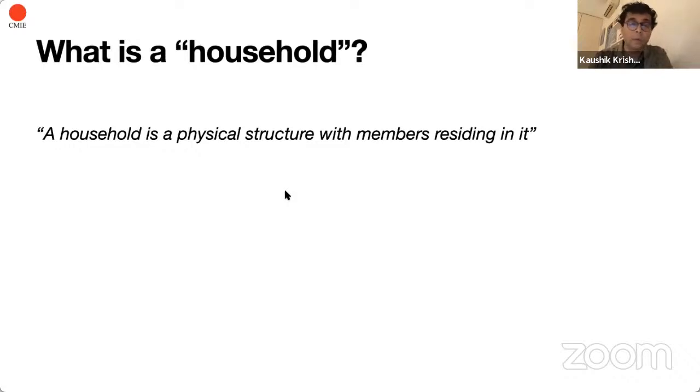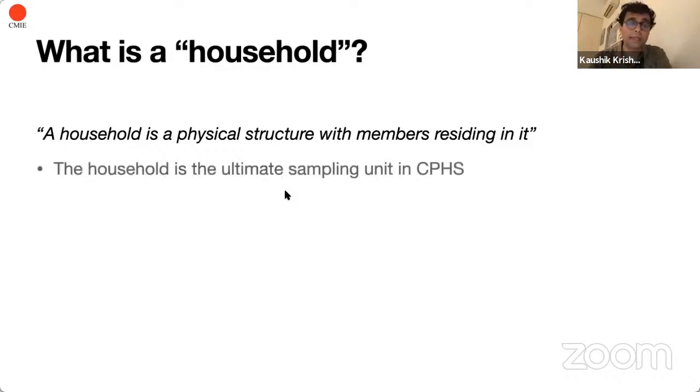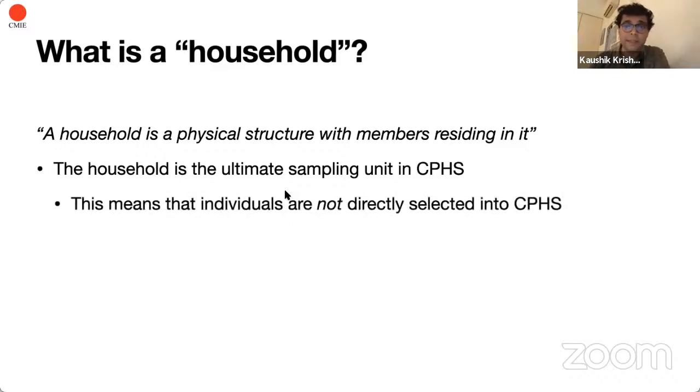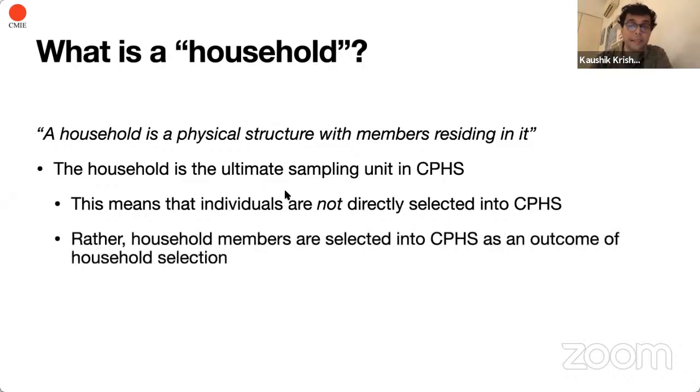But what I'm keen that all of you take away today is that it's the household that is the ultimate sampling unit in CPHS. This means that individuals are not directly selected into CPHS. Rather, household members are selected into CPHS as an outcome of household selection. We select households randomly across India. We don't select individuals randomly across India. The individuals that live inside those households are inducted into the survey by virtue of living in those households.